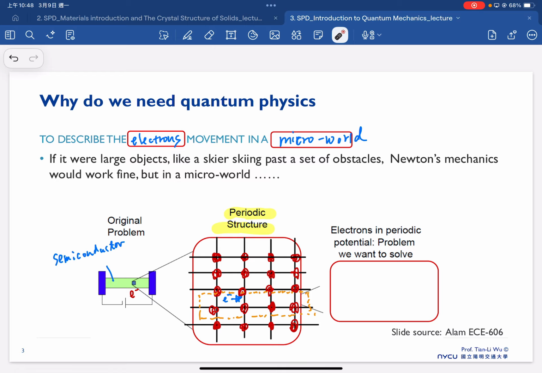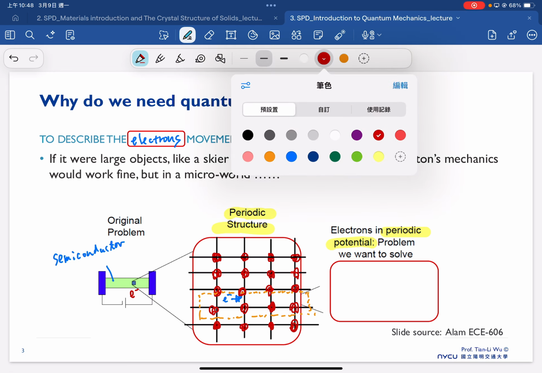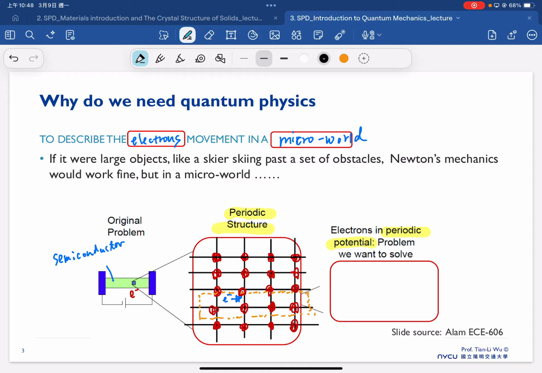So in the end, this question can be considered in another aspect: the electron moving inside a periodic potential. That's why you often see the periodic potential in semiconductor textbooks, because there are atoms, then no atom, atom, then no atom. So the potential is regular, periodic. So now you can redraw the potential like this.